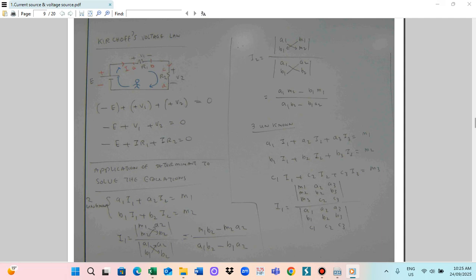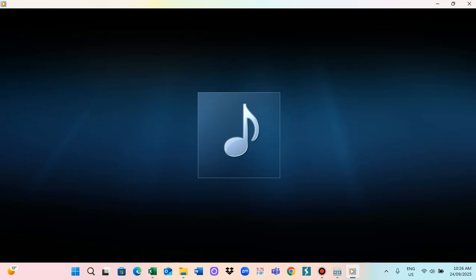The I2 formula is the determinant with A1, B1, N1, N2 in the numerator. The denominator is the determinant of A1, A2, B1, B2, which is A1 B2 minus B1 A2. So this is the determinant equation for the two unknown currents.